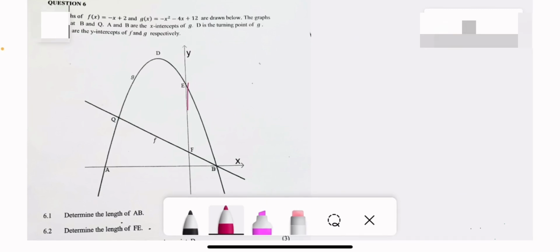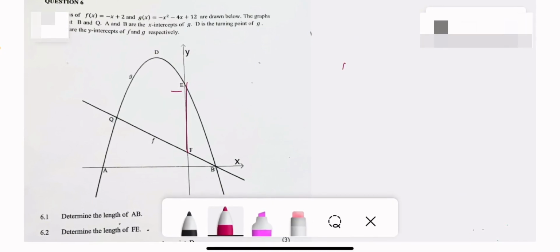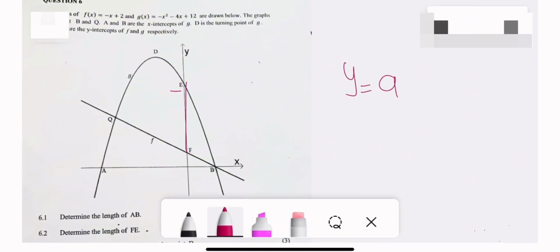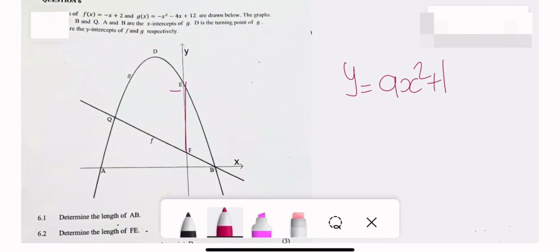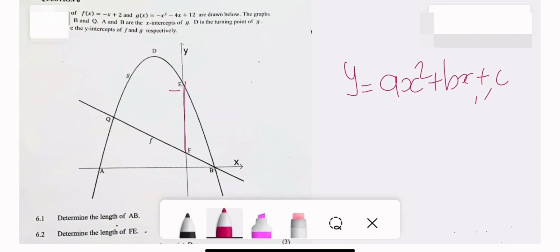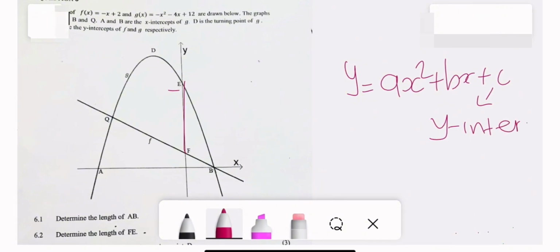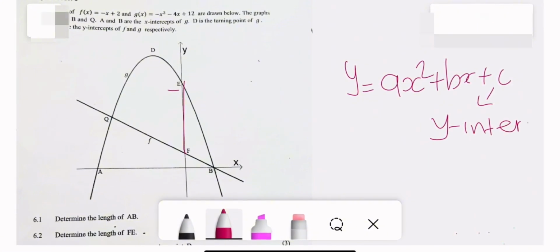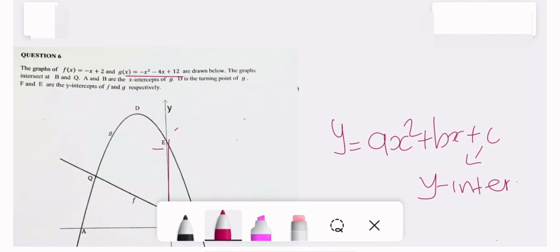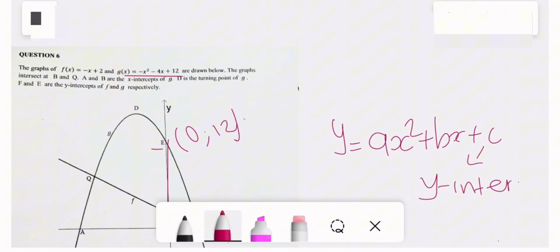In 6.2, determine the length of FE. The length EF. E is the y-intercept of the parabola. So from the standard form, y = ax² + bx + c, whereby c is the y-intercept. Now that you are given g in this form, you don't have to calculate. The coordinates of E will be (0, 12).